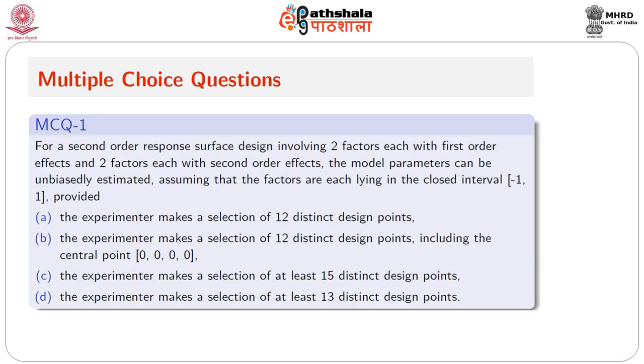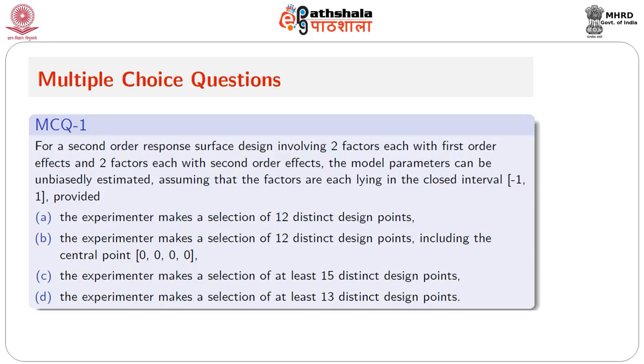Yes. So for a second order response surface design involving 2 factors each with first order effects and 2 factors each with second order effects, the model parameters can be unbiasedly estimated assuming that the factors are each lying in the closed interval -1 to 1. The statement is valid provided the experimenter makes a selection of 12 distinct design points, or 12 distinct design points including the central point 0 0 0 0, or at least 15 distinct design points, or it might be at least 13 distinct design points.